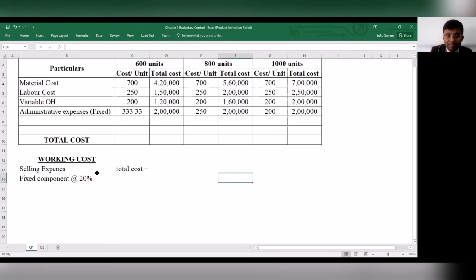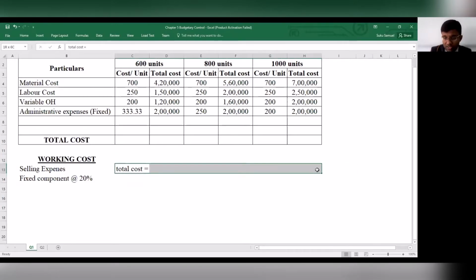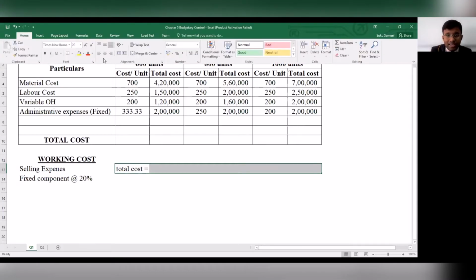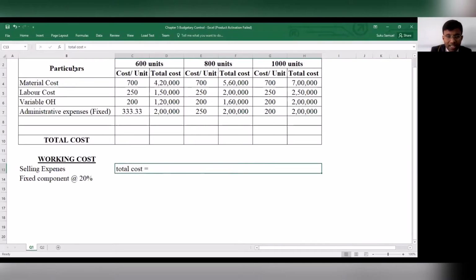So how do I calculate my total cost? In this case, I will calculate my total cost by taking into consideration rupees 130 into 1,000 units. So how much will this work out to be? This will work out to be 1,30,000.